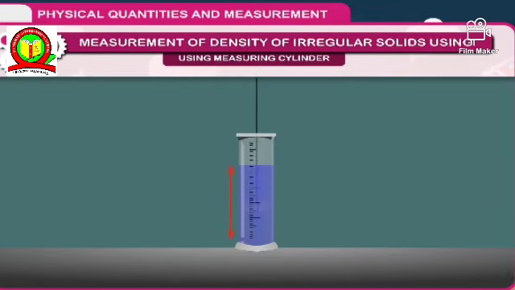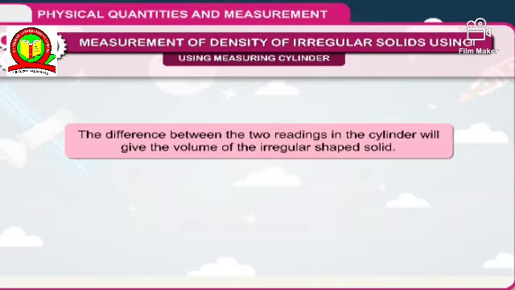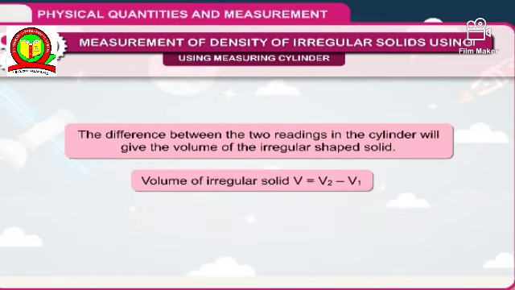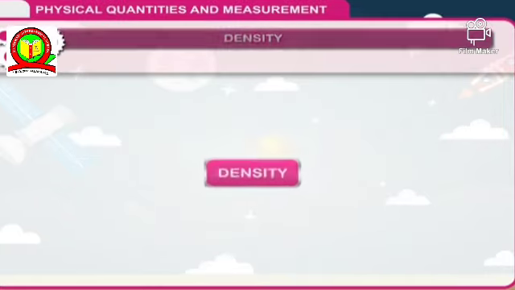The level of water in the measuring cylinder rises up. Note the new level of water in the cylinder again. Let it be V2. The difference between the two readings in the cylinder will give the volume of the irregular shaped solid. That is, volume of irregular solid V is equal to V2 minus V1. Density of irregular solid is equal to M divided by (V2 minus V1).